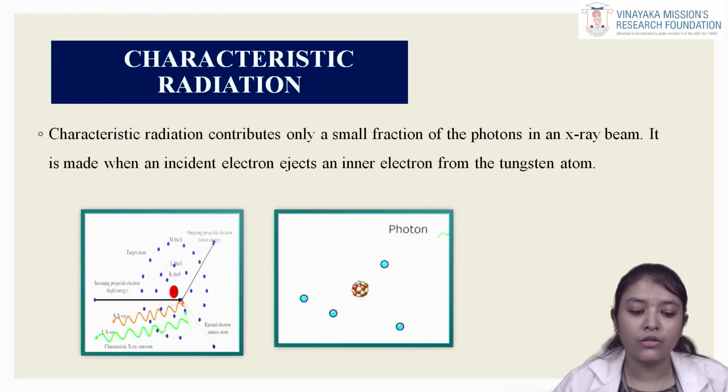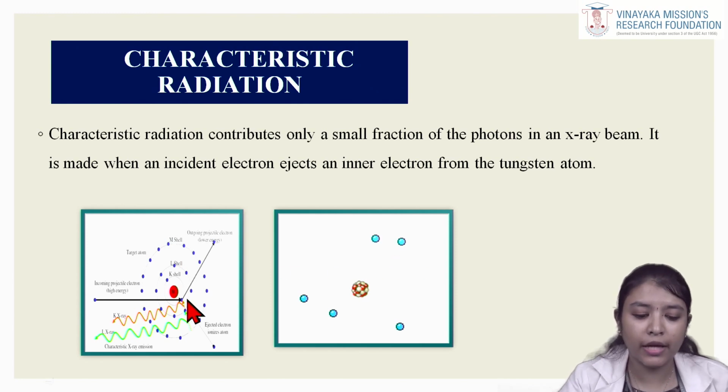Characteristic radiation. Characteristic radiation contributes a small fraction of photons in an X-ray beam. When an incident electron bombards an electron present in the innermost shell of the tungsten atom, that electron gets dislodged. This produces ionizing radiation.